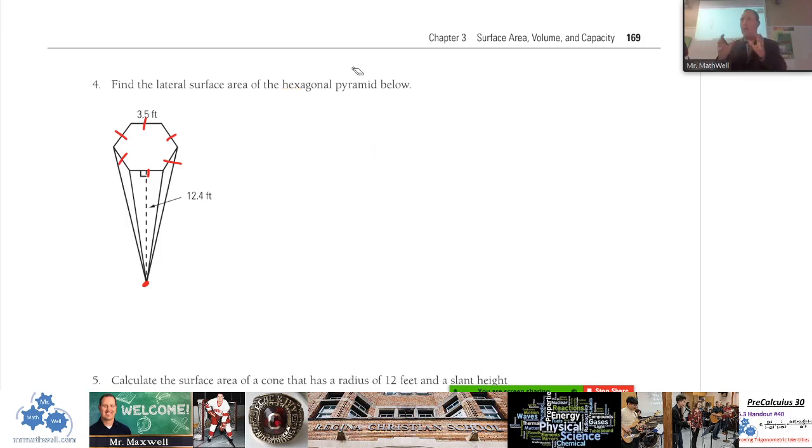Okay, hexagonal. Now, hexagon is the actual shape. Hexagonal would be a descriptive word. That's like an adjective, right? It's describing what kind of pyramid it is. Okay, now that we got that figured out.